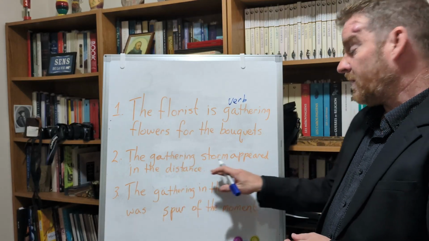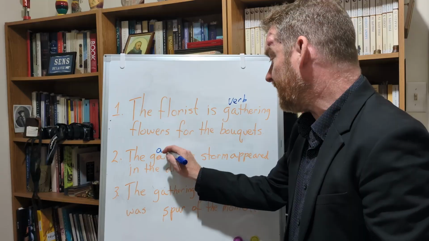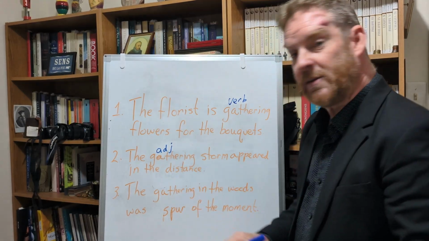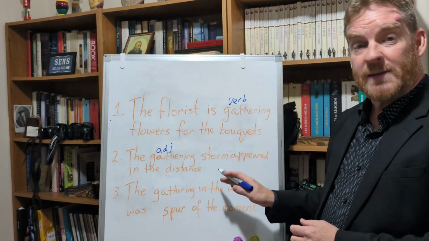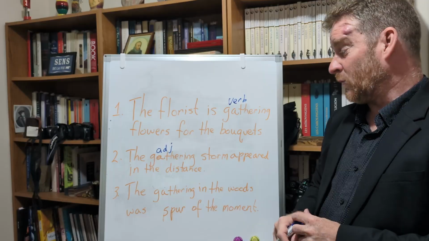The gathering storm appears in the distance. Gathering in this case is definitely our adjective. I'm just using the abbreviation there. It describes the noun, in this case, storm. So the storm is gathering, is a descriptive word.